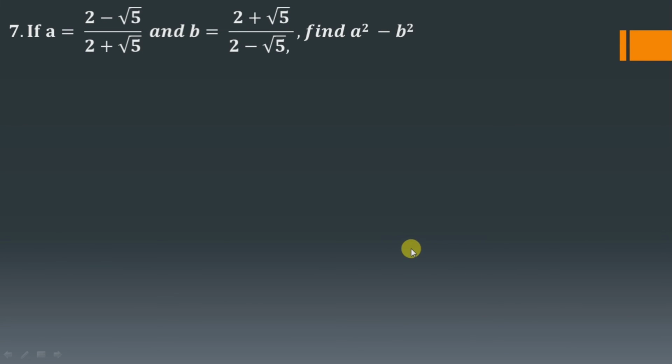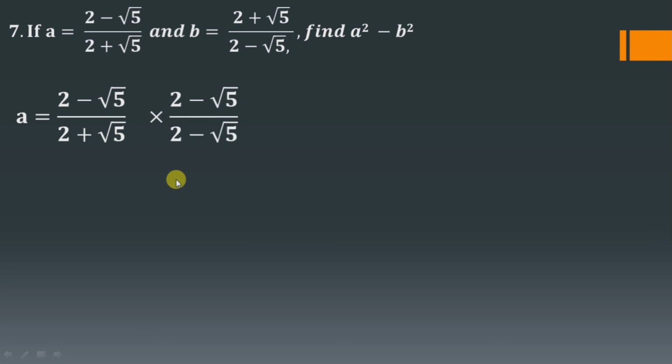Okay. Now the next question is, if a is equal to (2 minus root 5) divided by (2 plus root 5) and b is equal to (2 plus root 5) divided by (2 minus root 5), find a square minus b square. So if the question is like this, first we will find the value of a by rationalizing its denominator.